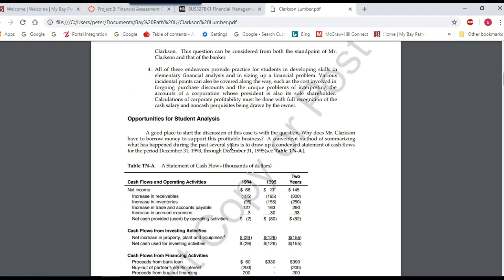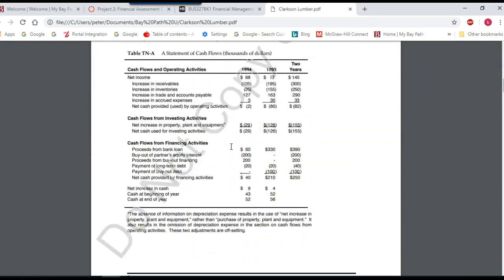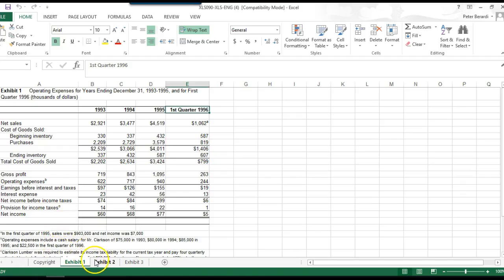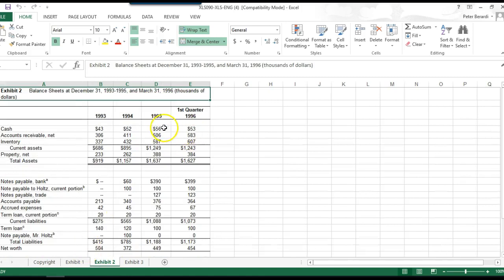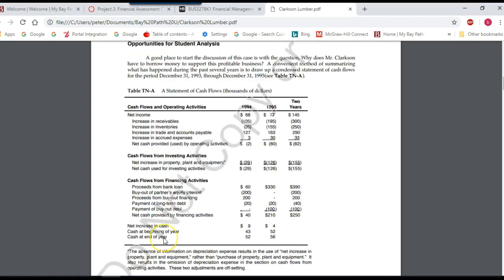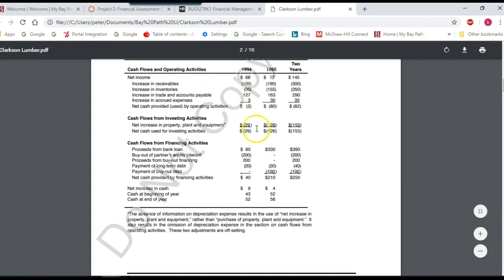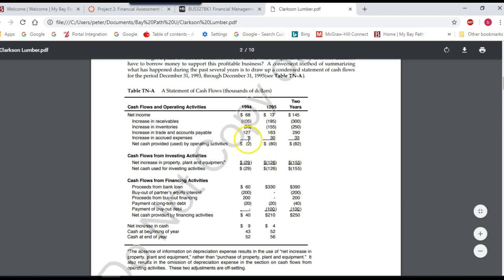A good place to start the discussion of the case is with the question, why does Mr. Clarkson have to borrow money to support the profitable business? A convenient method of summarizing what has happened during the past several years is to draw up a condensed statement of cash flows. You can get that from the balance sheet. A statement of cash flows is basically the changes in your balance sheet. But rather than spending a lot of time figuring that out and preparing this statement right here, I am providing that for you with this video.